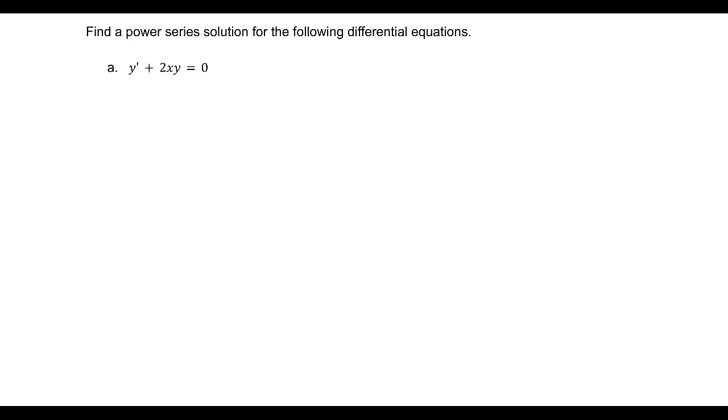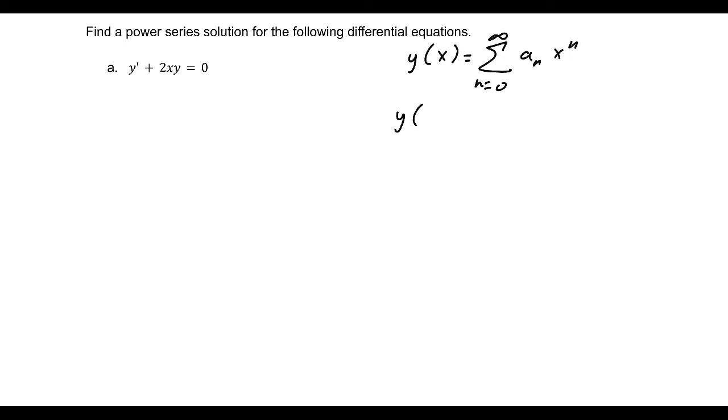Find a power series solution for the following differential equations. Part A: the first derivative of y plus 2x times y equals 0. For a power series solution, we're going to begin with a function form and then solve for some parts of that. So y of x is equal to the sum from n equals 0 to infinity of a sub n times x to the n.